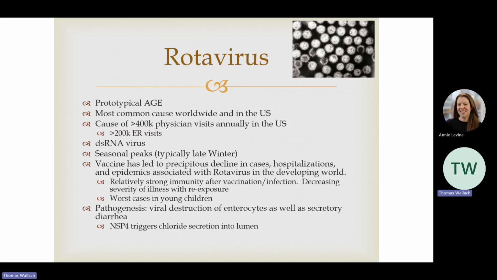Rotavirus. This is the prototypical acute gastroenteritis. It's the most common cause worldwide and in the US. It causes a lot of visits. It's a double-stranded RNA virus with seasonal peaks. And it has basically been not eliminated at all, but heavily mitigated by vaccines. Vaccines are fairly effective for rotavirus, very well tolerated. As you know, they're orally administered, and they work really well.